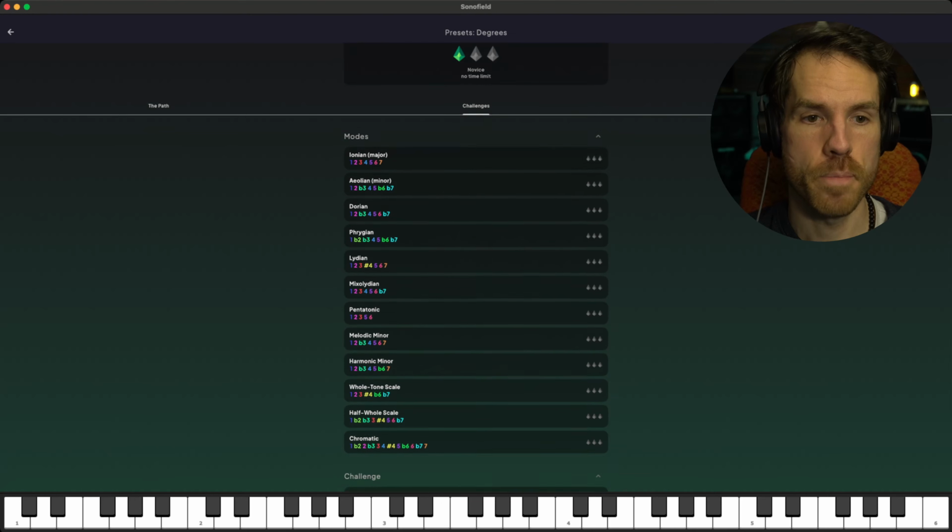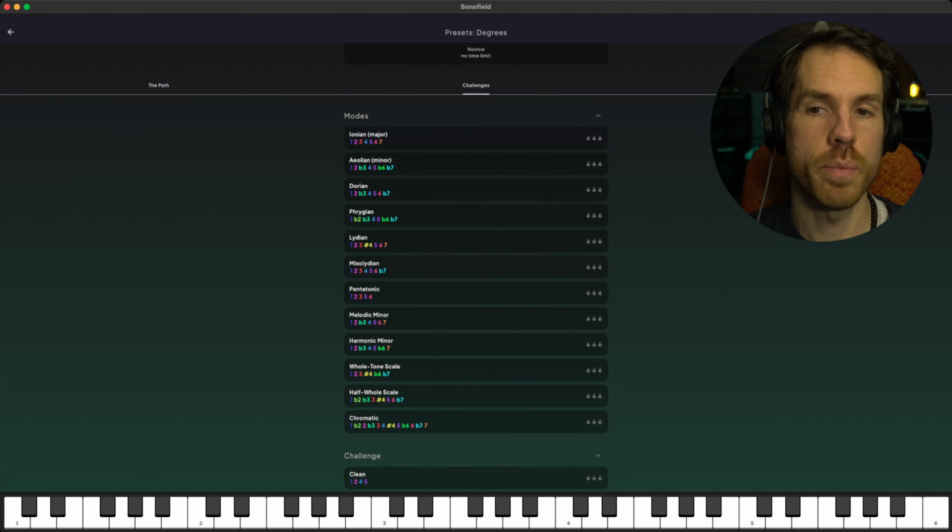Okay, so now this is what I was just going over at the beginning of the stream. The modes of major, and here they are listed for us with their degrees. Ionian is another name for major. Aeolian is another name for minor. We've got Dorian, Phrygian, Lydian, Mixolydian.